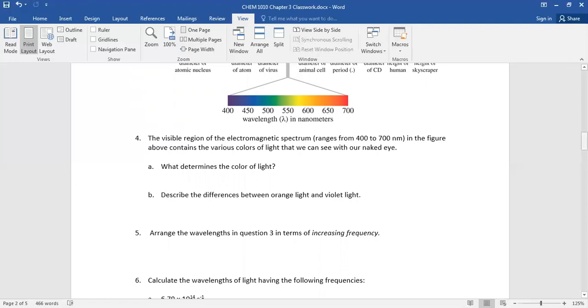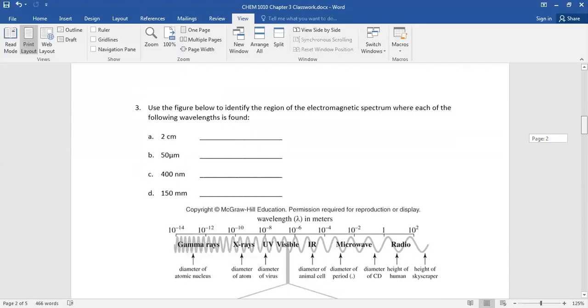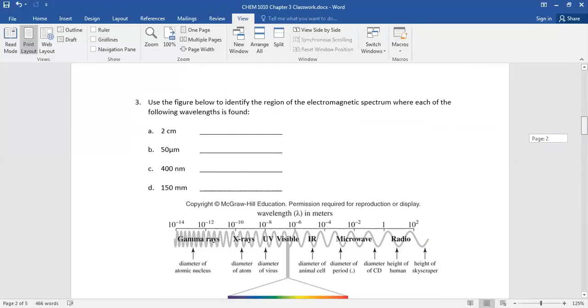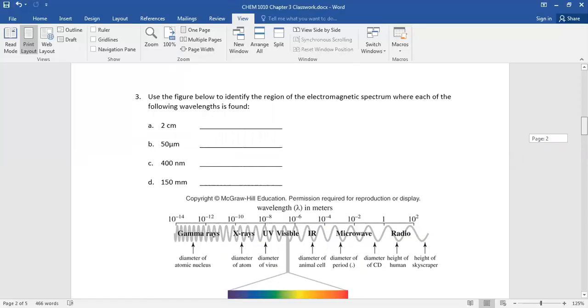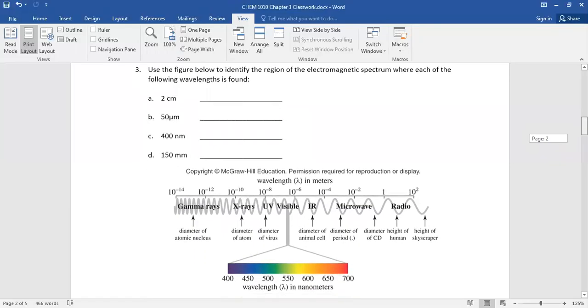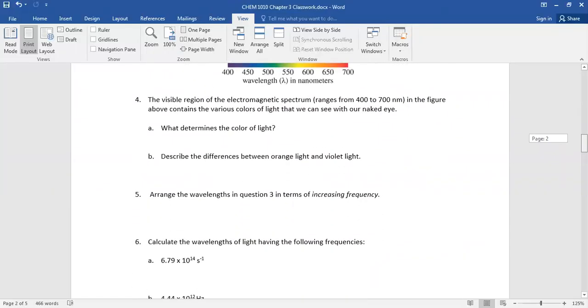And so question 5, I completed parts A and B of question 3. You're to complete C and D, converting those units to meters, and then finding what region of the electromagnetic spectrum that light with that wavelength will correspond to. And then in question 5, arrange the wavelengths in terms of increasing frequency. So therefore, the longer the wavelength, the shorter or the lower the frequency.